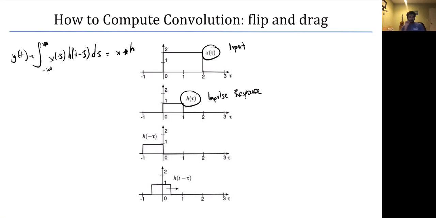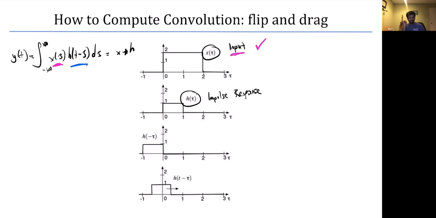So now if we want to compute x star h, we want to get our x and h into a similar form as they are here in this integral, right? In this case, x is in the form of x of tau. And luckily, I already did that for my input when I did that swap of variable. So now it becomes clear why I wrote the input in terms of tau. All right, so now we already have this in the requisite form and there's no work needed there.